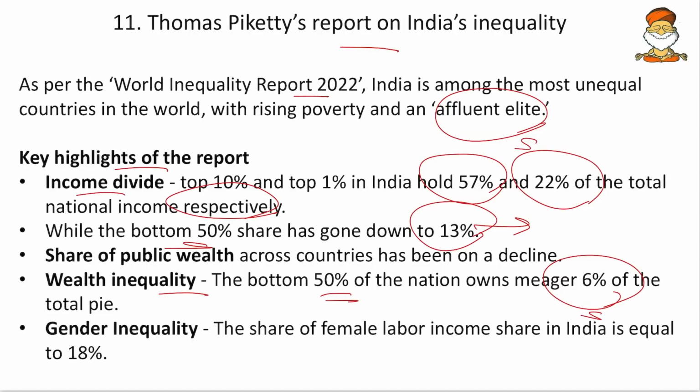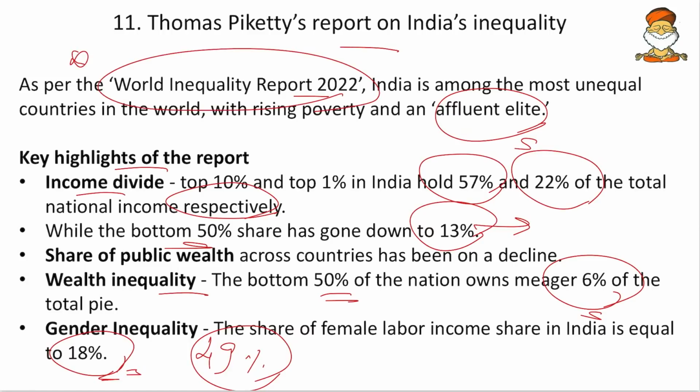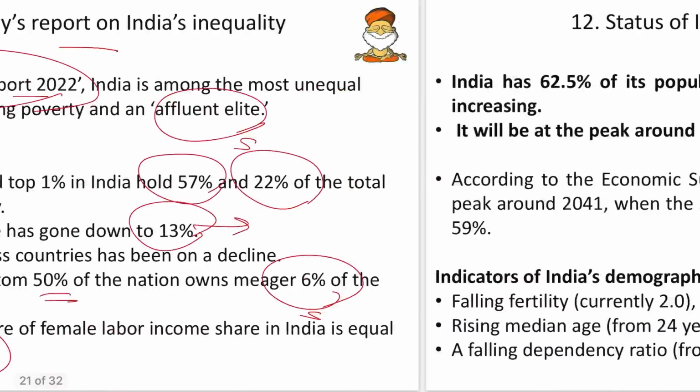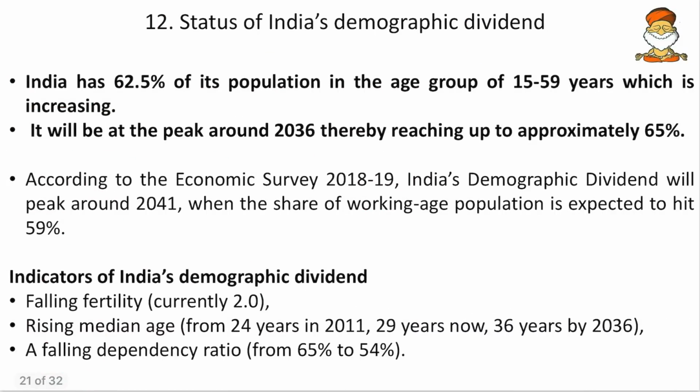Then gender inequality: the female labor income share in India is only 18%. The female section forms 49% of the population, but owns only 18% of the income. So these are some of the findings of Thomas Piketty's World Inequality Report. Remember, the World Inequality Report is given by Thomas Piketty's firm. Under his recommendation and design, it is being produced.